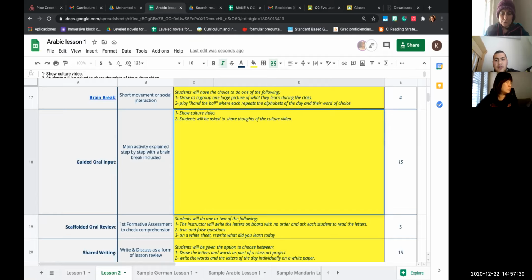And then what would step three be? Students will be asked to share what word they want to learn about the video in Arabic. This is the word of their choice. Students will say or pick a word that they want to learn, in Arabic.